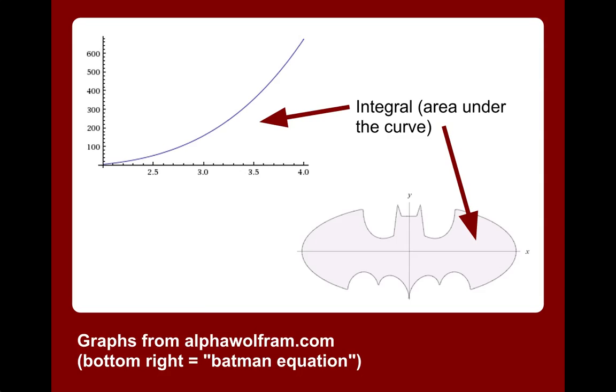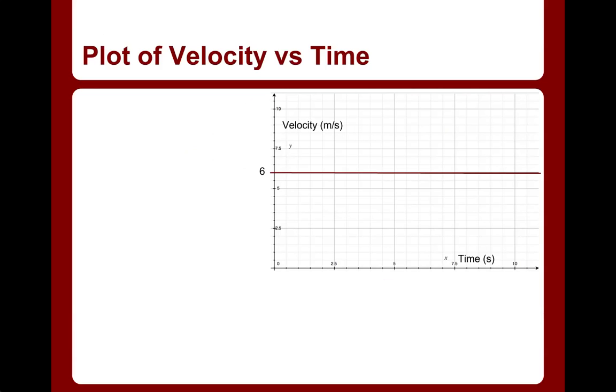But in medicine, we give it a much more intuitive name. Instead of calling it an integral, we call it the area under the curve, or AUC. Here's how we use it and how we calculate it. Imagine a car moving along at a constant speed, let's say 6 meters per second, and you want to know how far it has traveled after a certain time t.